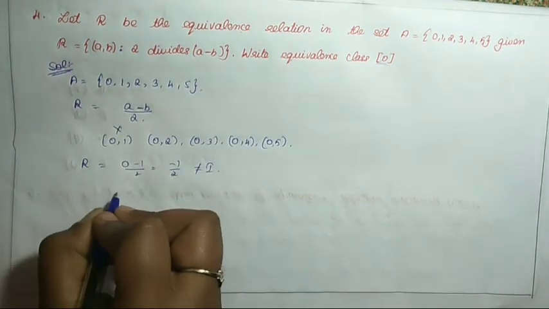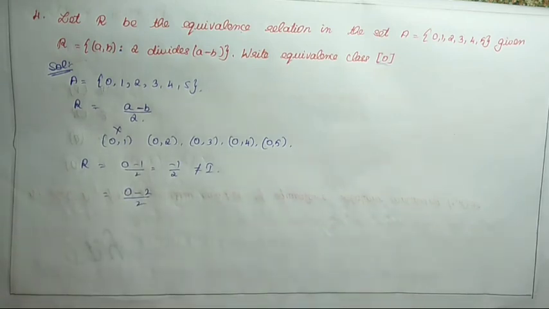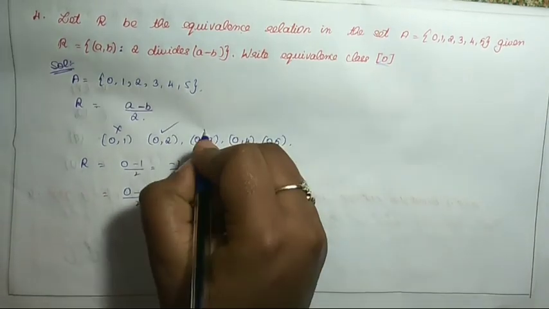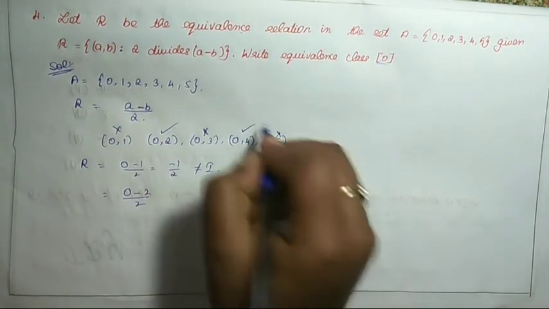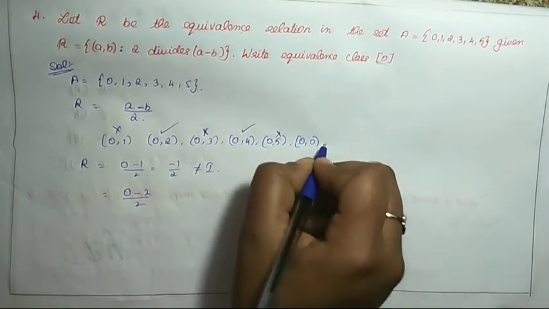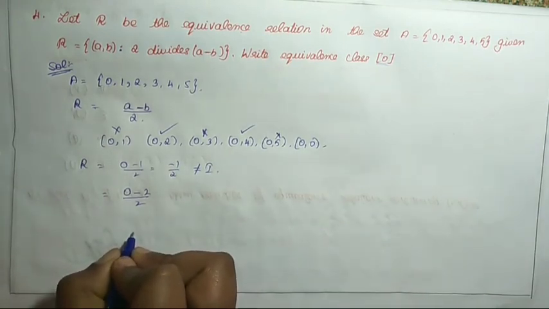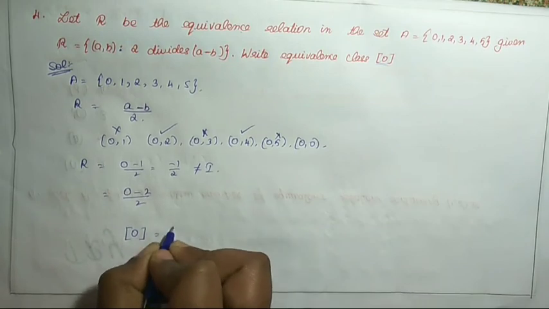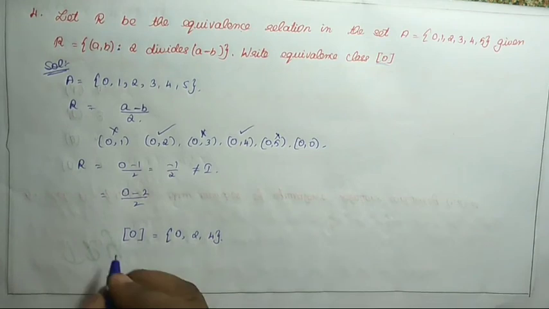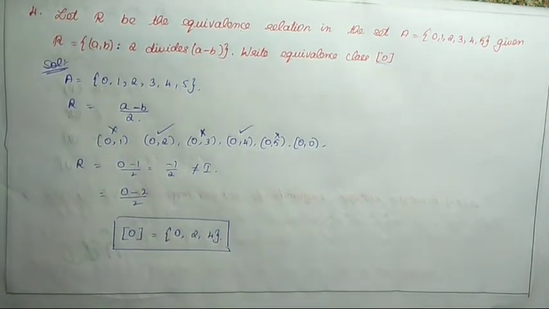So if I subtract 0 minus 2 by 2, it gives me an integer value, right? It can be either (0, 2) or (2, 0). So this will get satisfied. So the odd numbers are getting rejected and the even numbers can be ticked. And also we can have (0, 0), right? We forgot that. So (0, 0) also can be there. Therefore I will say that the equivalence class of 0 is the set {0, 2, 4}. That's it. This is the required answer. If you just write this, you will get 1 full mark.